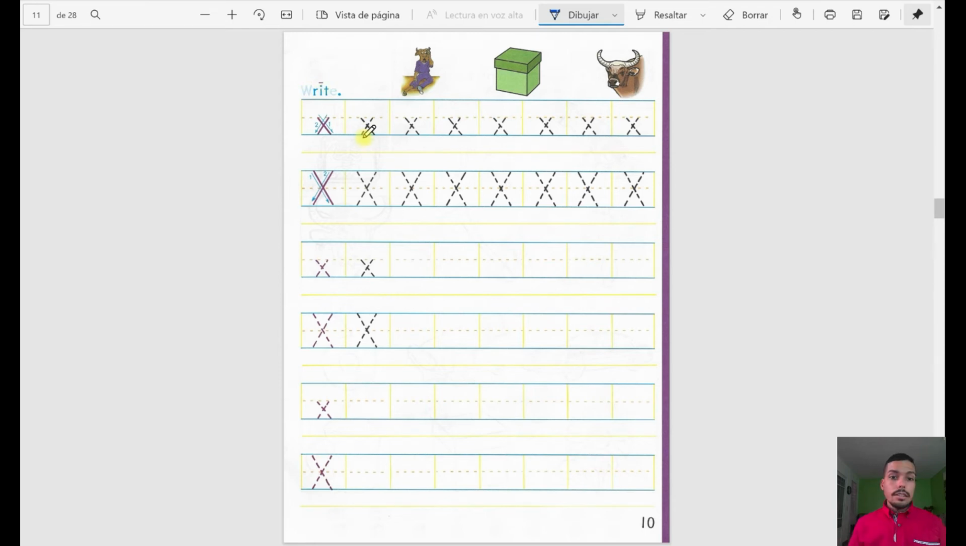What you're going to write, the letter X too, right? In lowercase and uppercase, okay? Vas a trazar, ¿verdad? La letra X, vas a escribir la letra X y a trazarla en minúscula y en mayúscula, okay? In all the page, right? En toda la página. Así que en estos espacios en blanco, in these empty boxes, you have to write it. Tienes que escribirla, ¿ok? Y en esta que ya está, pues la trazas, ¿ok?